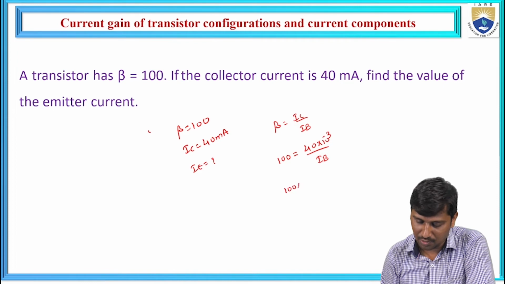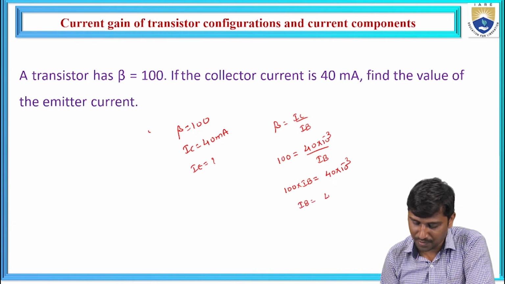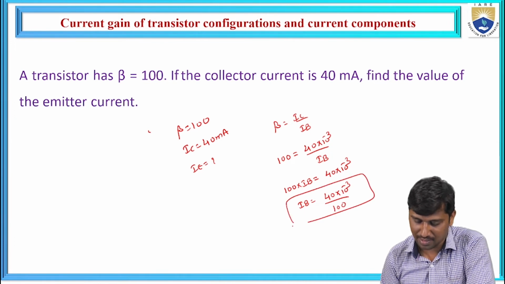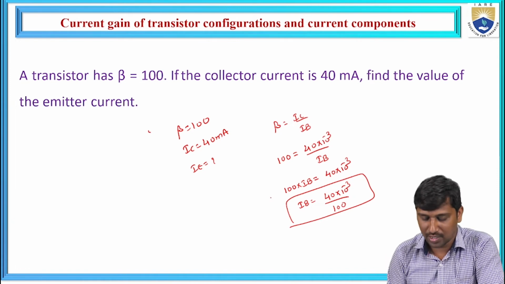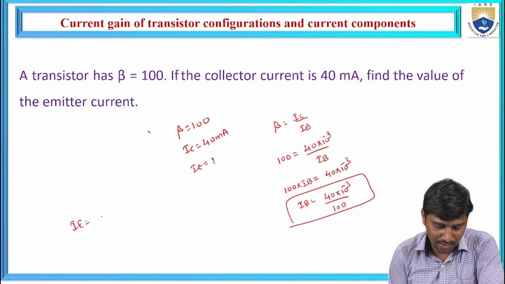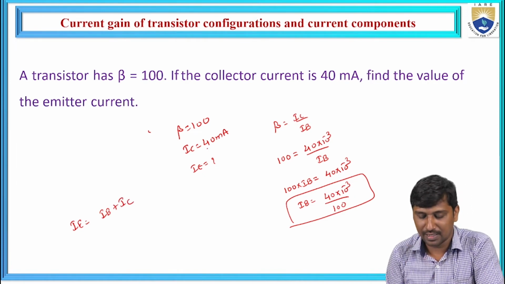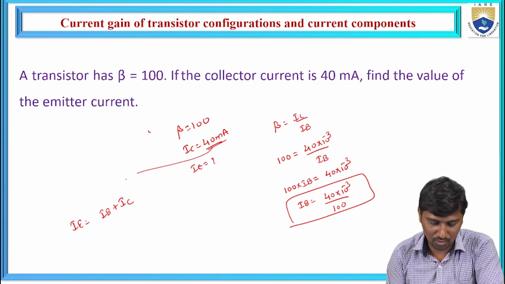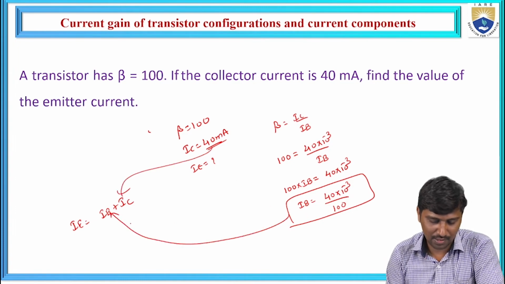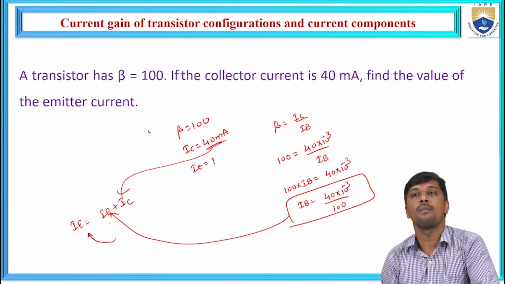So 100 into IB is equal to 40 into 10 to the power of minus 3. Here IB is equal to 40 into 10 to the power of minus 3 by 100. This is the base current value. So by using this relation, we identified the base current. Now we can calculate the emitter current. The emitter current is the summation of base current and collector current. Already the collector current is 40 milliamperes, and now we have the base current. You can substitute these two in the IC place and IB place to get the IE value.